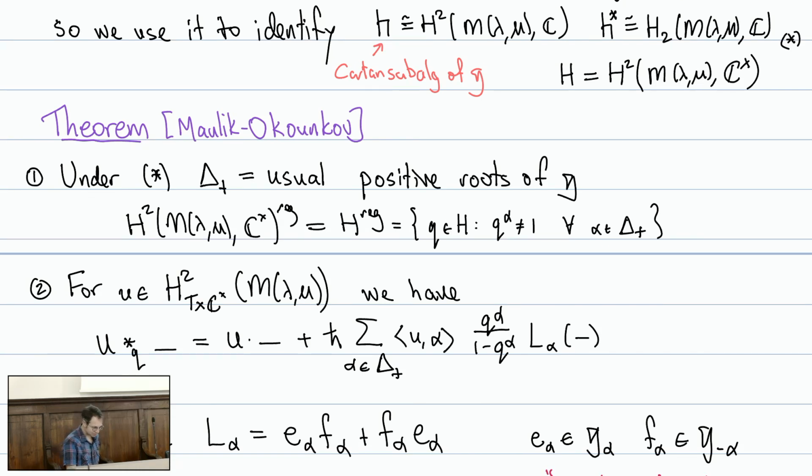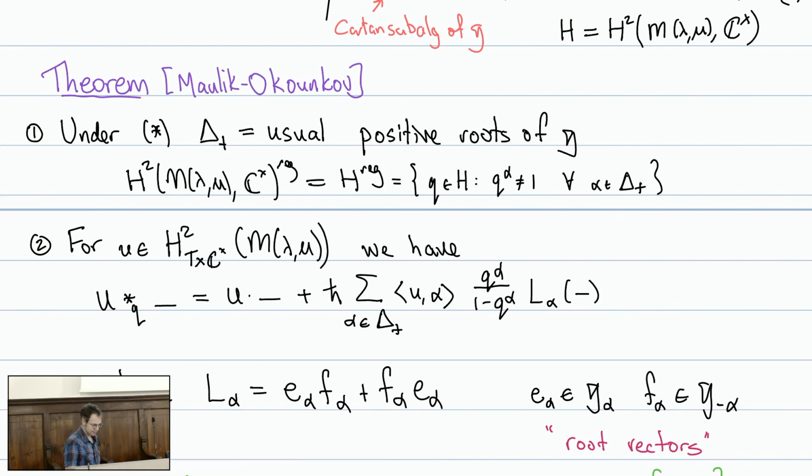Moreover, we have this standard Okounkov formula for quantum multiplication: quantum multiplication equals classical multiplication plus this correction term. I've told you that these alphas are the usual positive roots of G, so all I need to do is tell you what L alpha is. Here's the answer: L alpha comes from the action of G on the quiver variety. Remember, we had the Lie algebra acting on the cohomology of the quiver variety, Nakajima's theorem, and there are special elements in the Lie algebra called E alpha and F alpha, the root vectors.